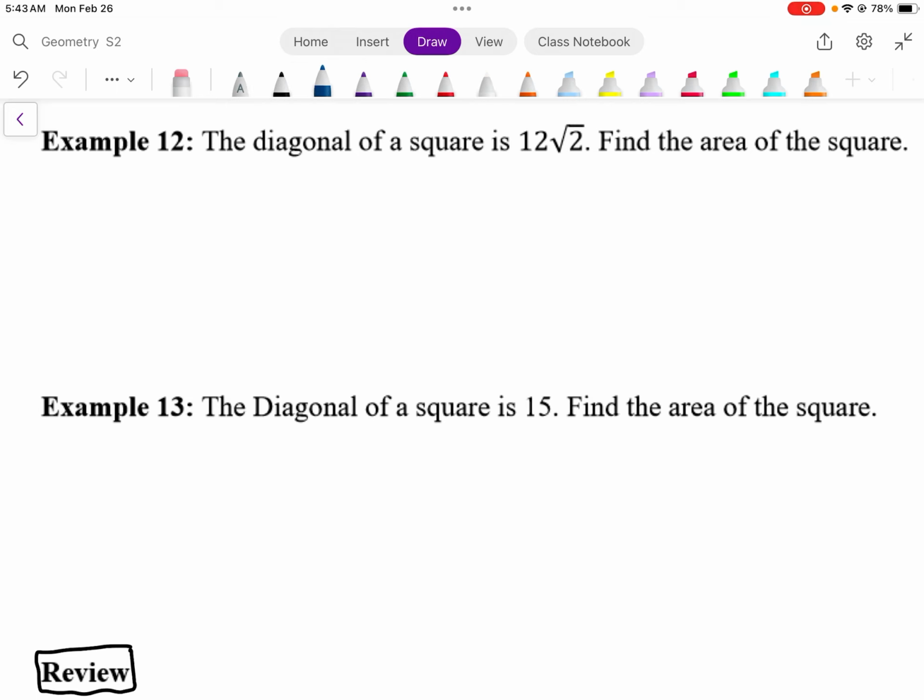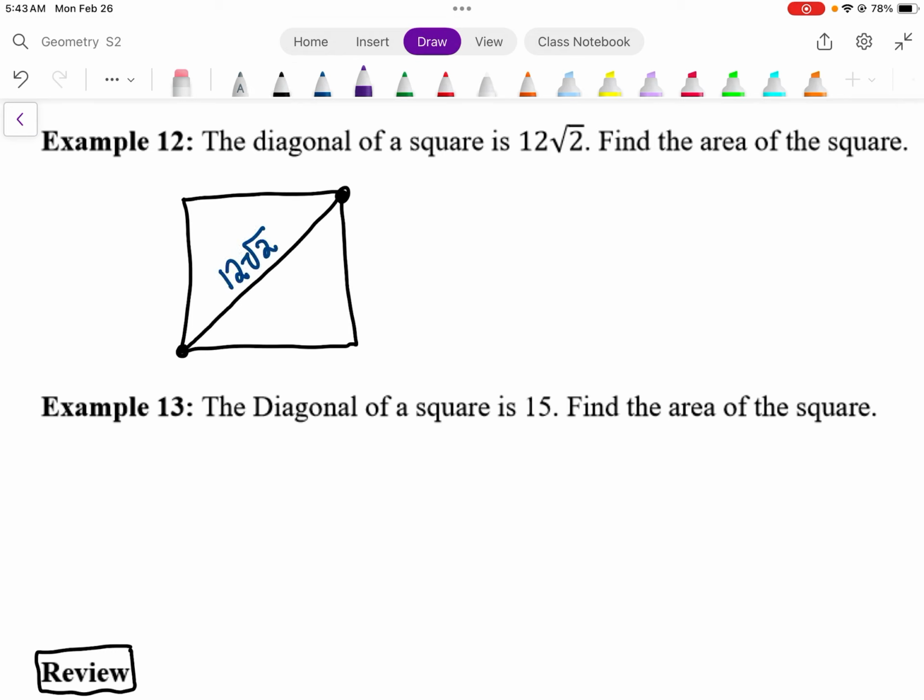So for number 12, it tells us the diagonal of a square is 12 square roots of 2, and the diagonal, remember, connects 2 opposite vertexes. So we know in this square, this is 12 square roots of 2. And in a square, don't forget, all 4 sides are equal to each other. And we have right triangles, and these 2 angles would be congruent because the diagonal of a square cuts the opposite angles in half. So in this one, we do have a 45, 45, 90 triangle.